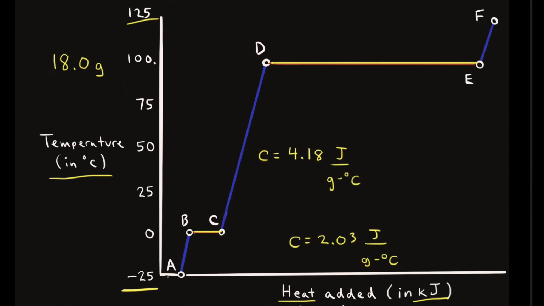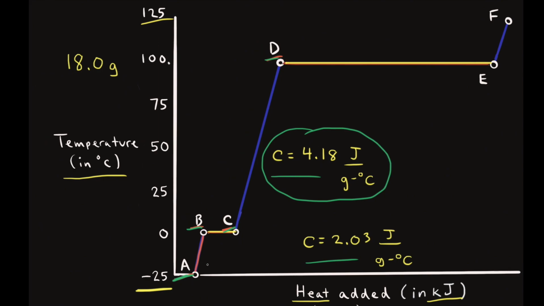Finally, let's compare the slope of the line from A to B to the slope of the line from C to D. If we look at it, the slope of the line from A to B is a little bit steeper than the slope of the line from C to D. The reason for the different slopes has to do with the different specific heats. From A to B, we use the specific heat for ice, which is 2.03 joules per gram degree Celsius. From C to D, in our calculation, we use the specific heat for water, which is 4.18 joules per gram degree Celsius. The higher the value for the specific heat, the more energy it takes to raise the temperature of a substance by a certain amount.